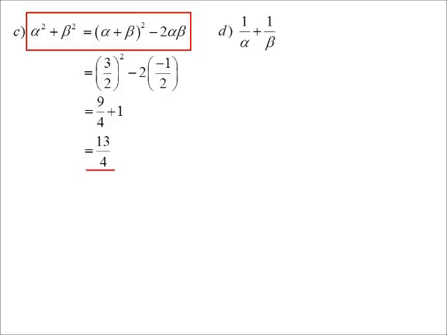Another common question they like to ask is the reciprocal of the roots added together. Yeah, it becomes like an algebraic fraction question. The common denominator becomes the product of the roots, and then the numerator becomes the sum of the roots. And in this case, well, the 2s will cancel, minus 3.